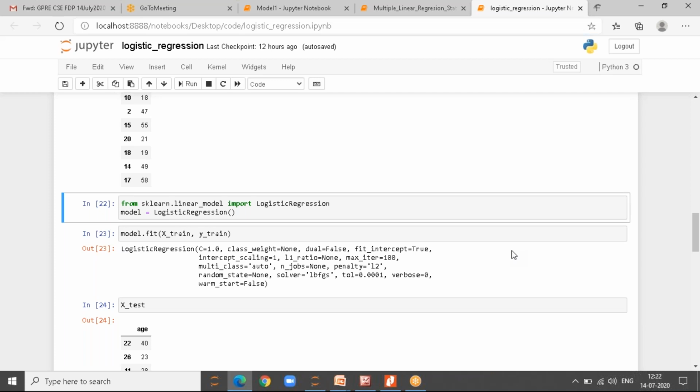Once my model has been generated, what is our next step? Our next step is to predict on my testing X_test values, right? We have mentioned some X_test, no?